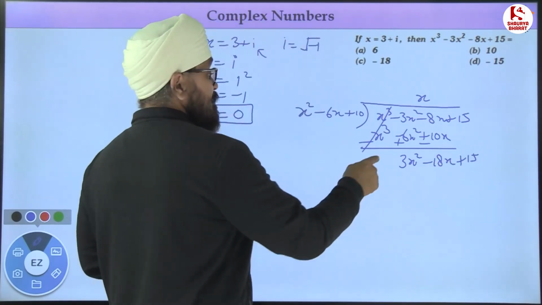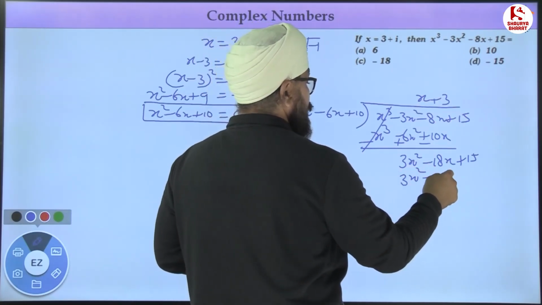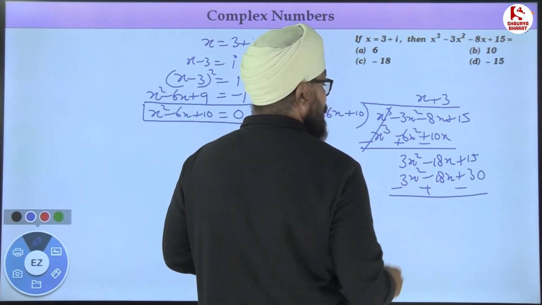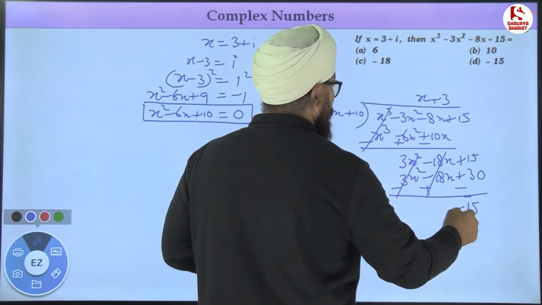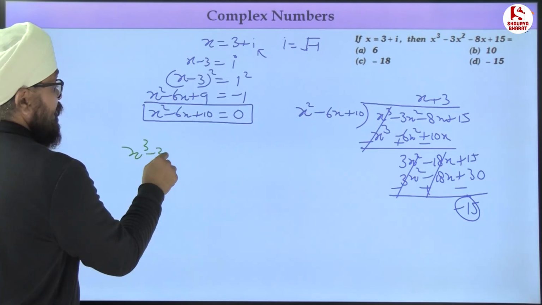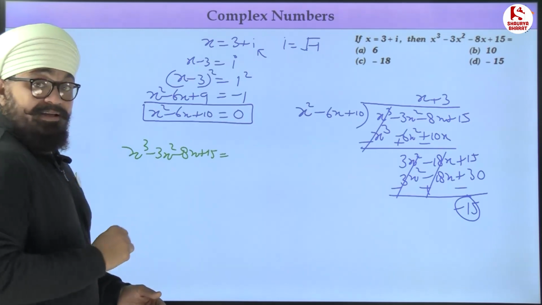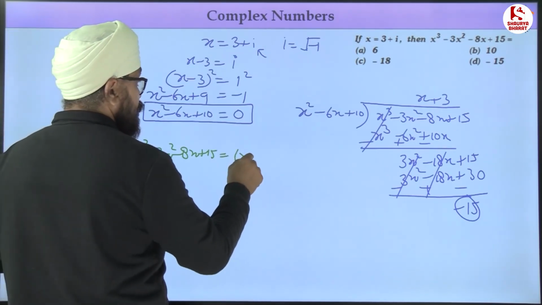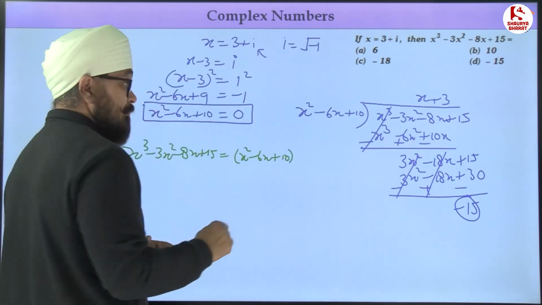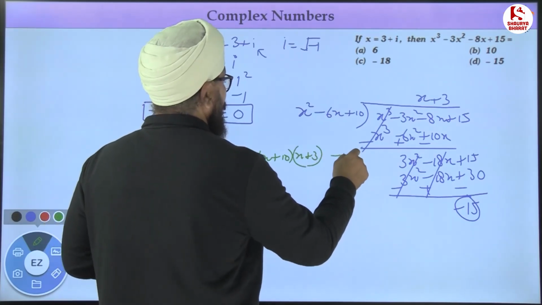Now, again the division says that we are multiplying by 3. So, I will take 3x square, 3 times 18x and 30. You could see that when we have this minus sign, cancel it off, we are getting minus of 15. That means this expression, x cube minus 3x square minus 8x plus 15, can be written as the product of x square minus 6x plus 10 and x plus 3 by the algorithm of division, and along with that the remainder will be added. Let us write plus 15.